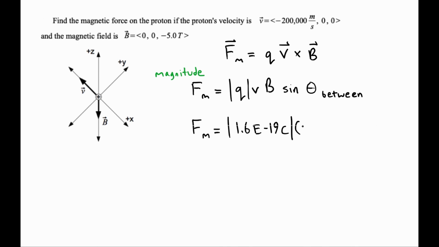Our velocity was 200,000, so that makes our speed 200,000. When it comes to B, this is just the magnitude of it. So we just want 5, and 90 degrees between the negative x direction, negative z direction.